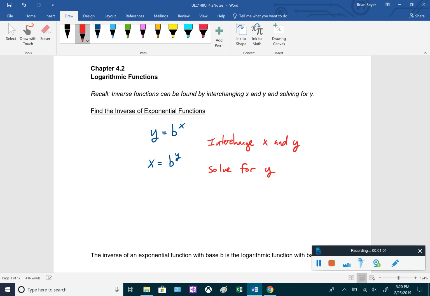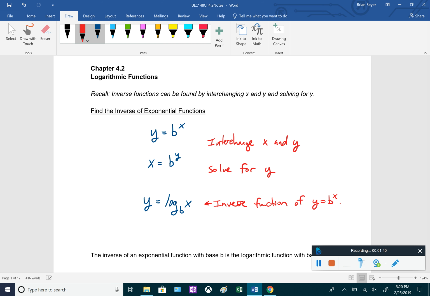When we're trying to solve this for y, up until this point we didn't really have anything that would isolate that y. We can't divide both sides by b or add b to both sides or anything to solve for y. So this is where the logarithms come into play. When we solve for y, we end up getting y equals log base b of x. And this is the inverse function of y equals b to the x.